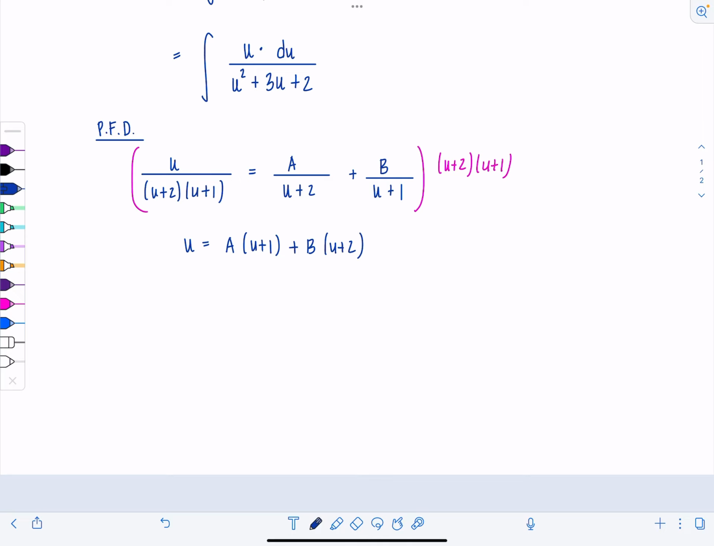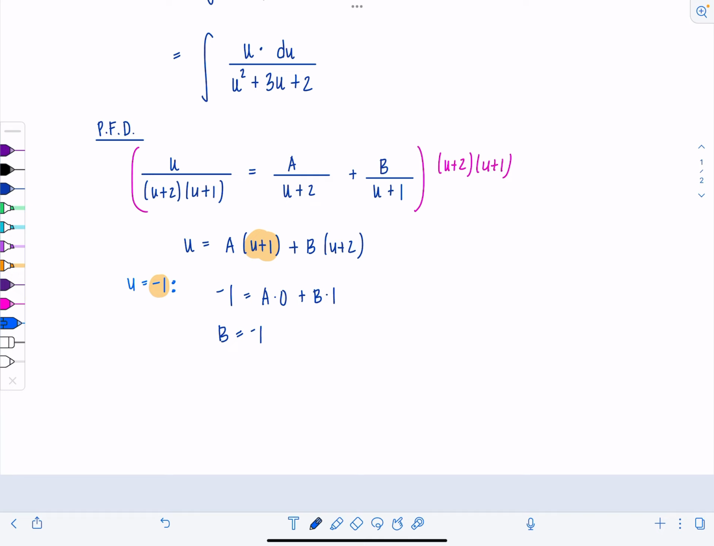A couple different ways to solve for a and b. What I like doing for this kind of setup, I'll just let u equal -1. I chose that on purpose because I know that would make the quantity u plus 1 zero if u is -1. So then on the left-hand side, I know that -1 equals a times 0 plus b times -1 plus 2, which is just 1. See how lovely? Yes, it's so lovely. So then I know b equals -1.